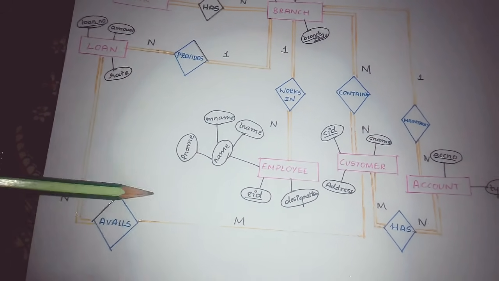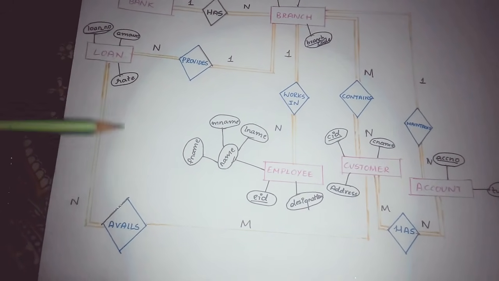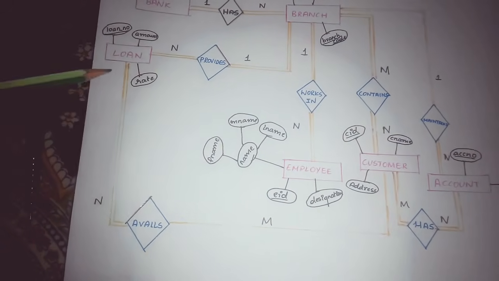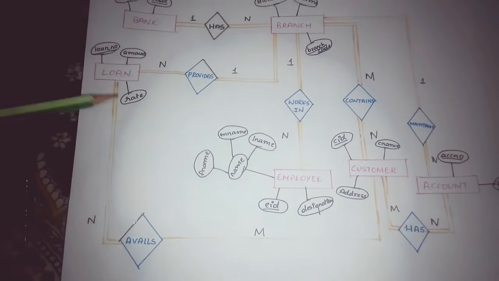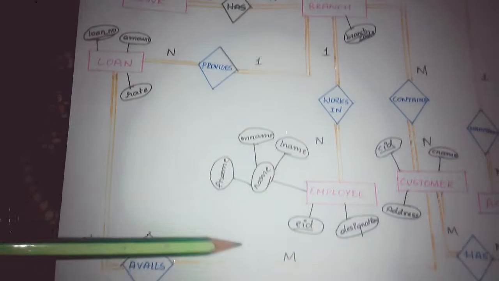The loan's participation in avail is partial, and the customer's participation in avail is total. That is, he may or may not. It is left to him. So he may avail a loan. Now here for loan, the loan number as I said is the primary key.